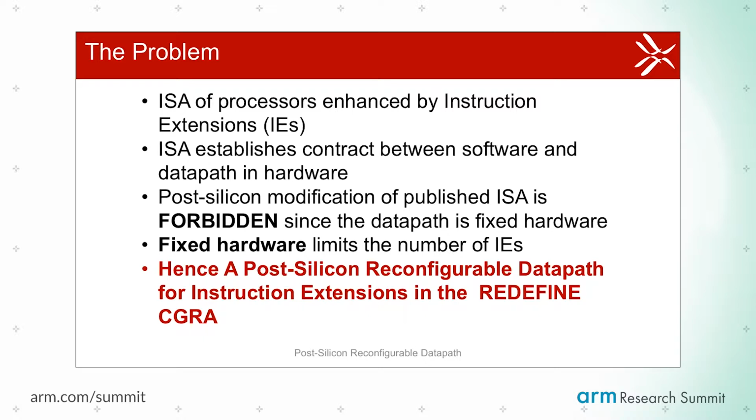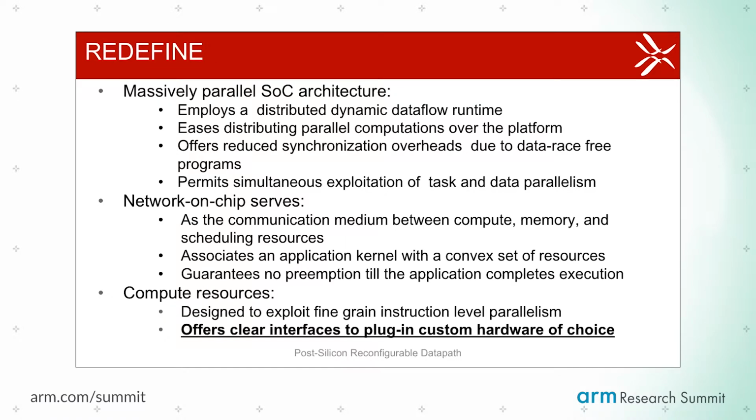We take Redefine, the massively parallel processor, the flagship architecture from Morphing Machines, as the base architecture, and show how we extend the ISA of Redefine post-silicon by a runtime reconfigurable data path. Redefine adopts dynamic data flow execution paradigm. Redefine's runtime supports creation of flexible regions of compute and memory resources. This helps in spatial and temporal sharing of resources and supports parallelism with varying granularities.